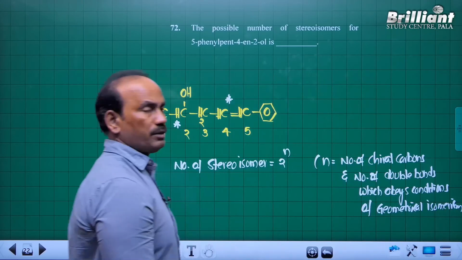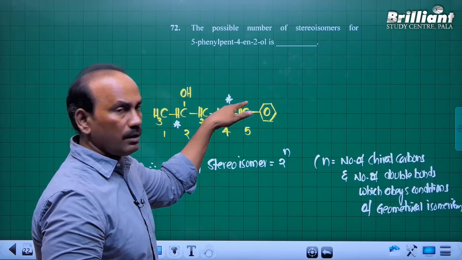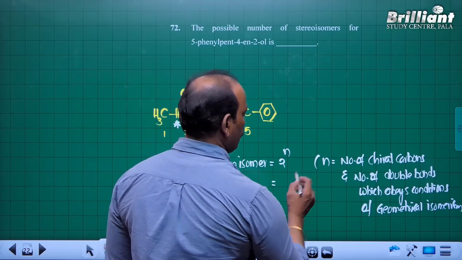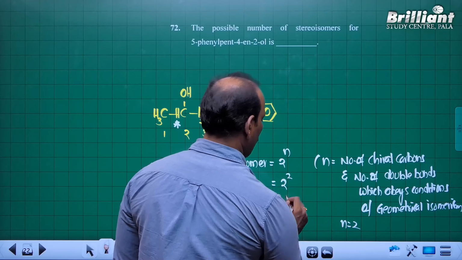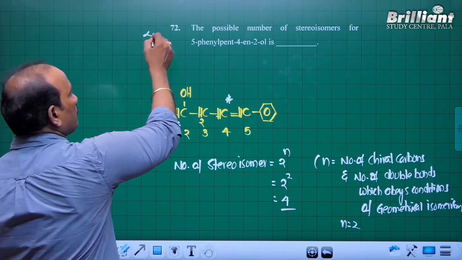What is geometrical isomerism? For a double bond, both sides are unequal, this side unequal, this side unequal. So here n equals 2, 2 power 2 equals 4. Okay, the option is 4.